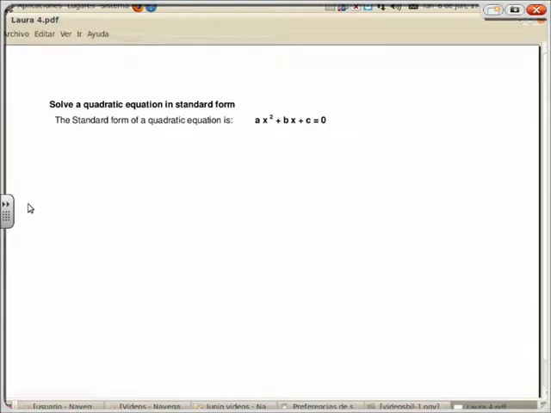I'm going to explain to you how to solve quadratic equations or second-degree equations in standard form. This is the formula that represents this type of equations: a times x squared plus b times x plus c is equal to 0. A, b and c are real numbers. A is the coefficient of the second-degree term, and b is the coefficient of the linear term. C is a constant.